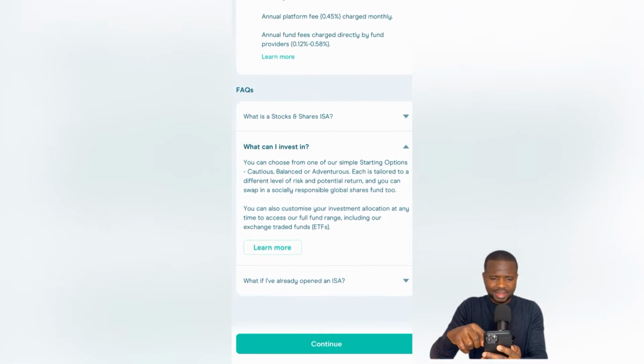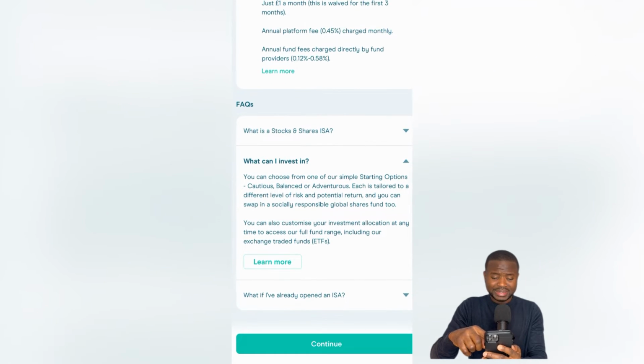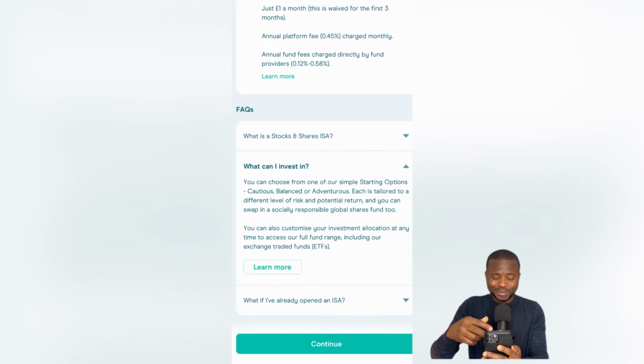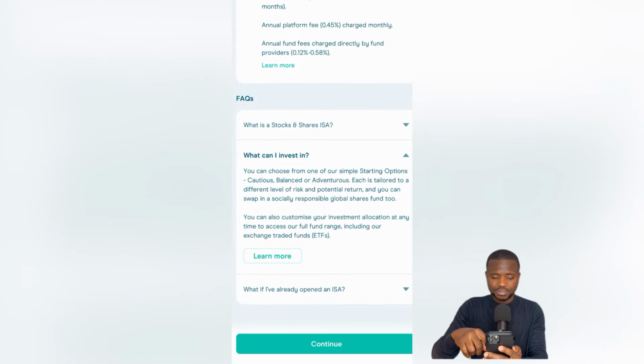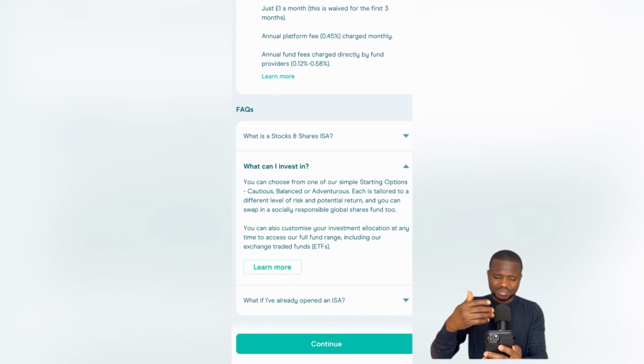The Moneybox option is pretty decent, I must say. It gives you an option, especially for a starter, to choose between a cautious account, a balanced account, and an adventurous account, depending on your risk appetite. The cautious account is a balance between stocks and bonds. I generally don't go for that option, because I really want to invest in the stock market and not bonds, because bonds don't pay that much.